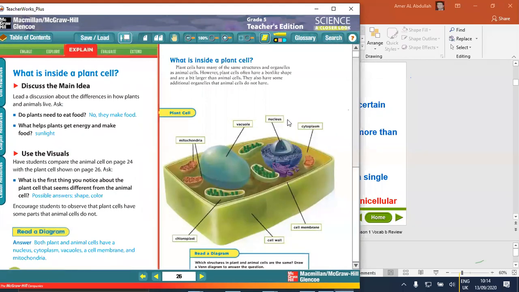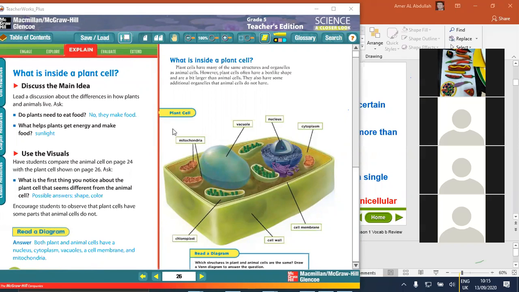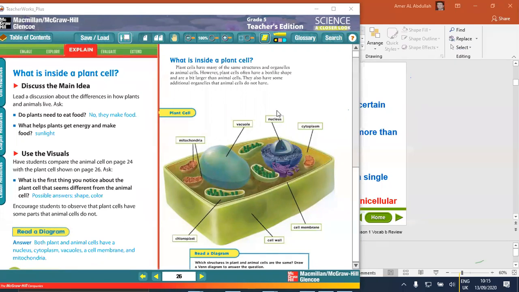Now, what's inside a plant cell? What's inside a plant cell? Mister, complete. What's inside a plant cell? Mitochondria, vacuole, nucleus, cytoplasm, chloroplast, cell wall, cell membrane.